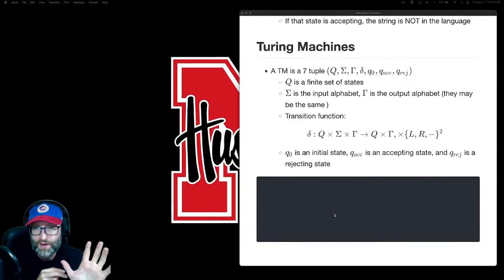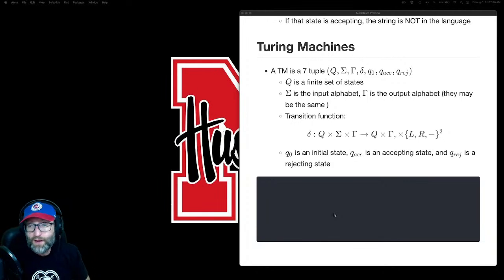It's more complex because it's a more complex computational model. Q is still a finite set of states. We can't have an infinite computer, but a computer has a finite set of states. It's just that it's really, really large, right?